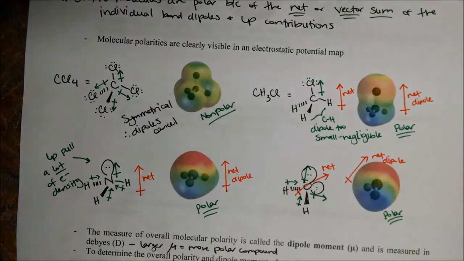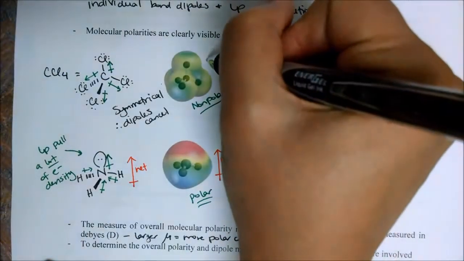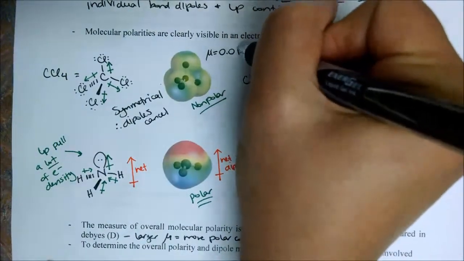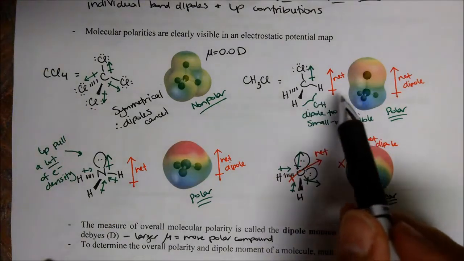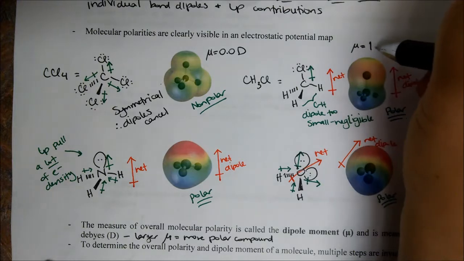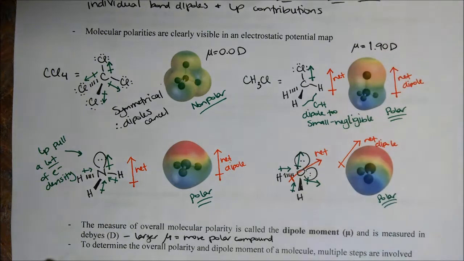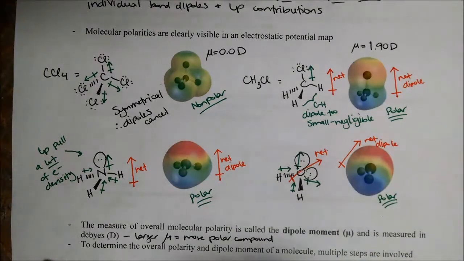So, can we guess what the mu would be for carbon tetrachloride? Do we think that it has a mu? Does it have a dipole moment? No. So mu is 0.0 debyes. Here we go, chloromethane though. We do have an overall dipole, so it is polar. Its mu is actually 1.90 debyes. We can see that the electrons are being pulled, so it definitely has an overall dipole.